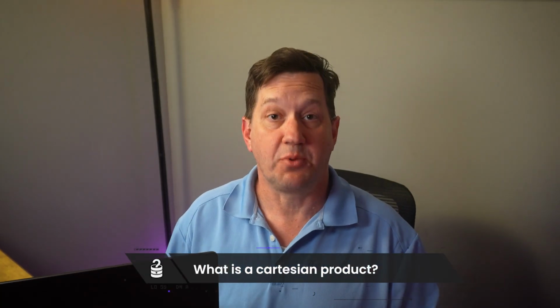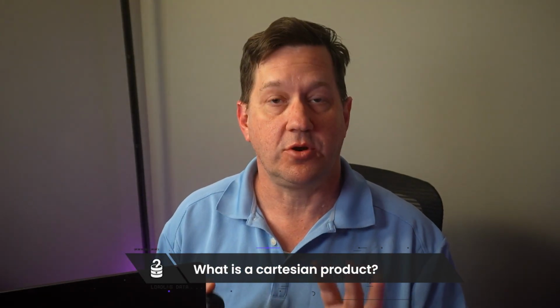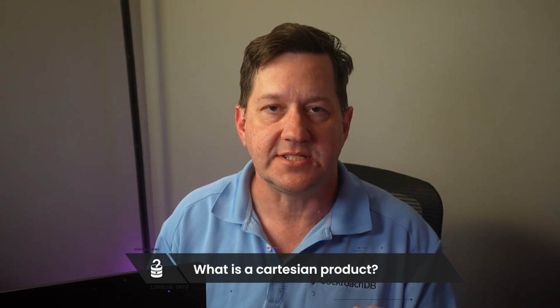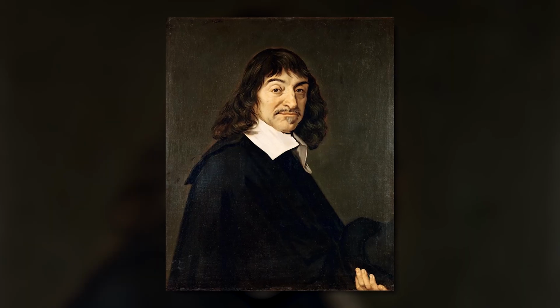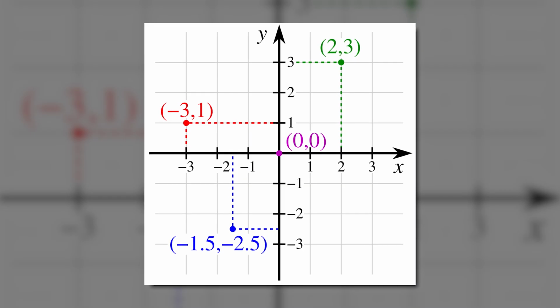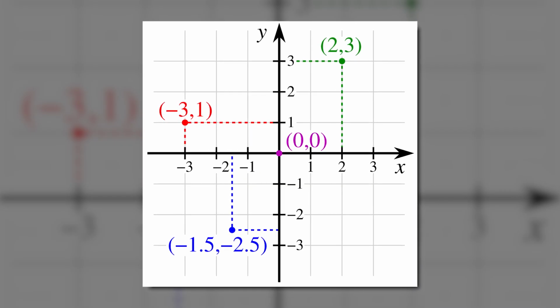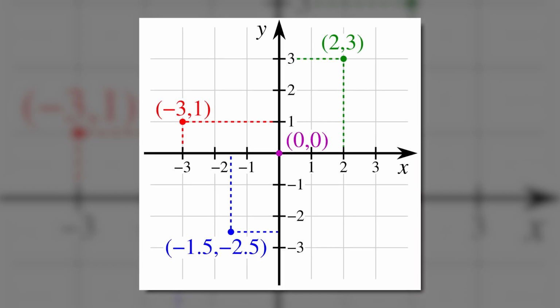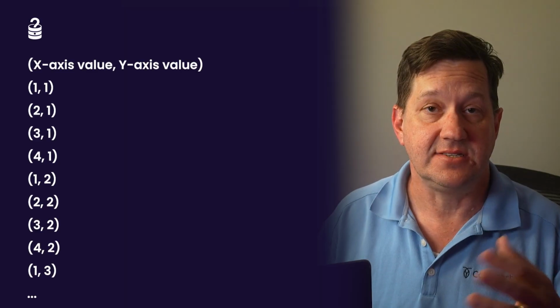What is a Cartesian product? Now, the last time you may have heard the word Cartesian was probably in algebra class when you encountered Cartesian coordinates. Named after French mathematician René Descartes, Cartesian coordinates describe every combination of x values paired with y values. For example, if the x-axis has 1, 2, 3, 4, and so on, and the y-axis has the same, the coordinates of a Cartesian coordinate grid would be captured by combining them like this.